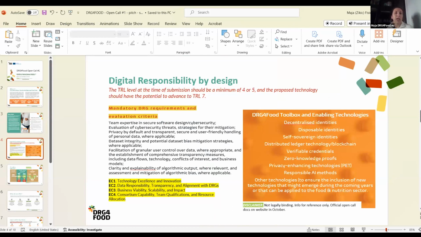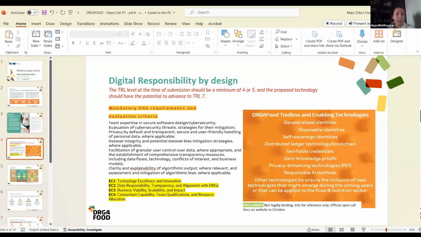As I said, the solutions that we are going to support need to be driven by digital responsibility goals and principles. Of course, once the project starts, we will give you in-depth guidance on the concept of digital responsibility and how you should embed these concepts in your solutions.